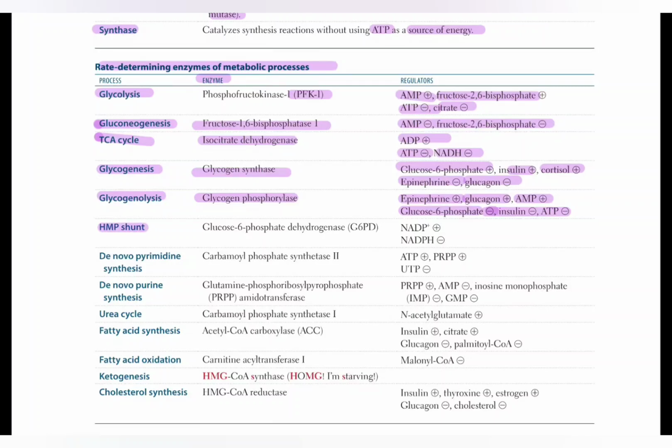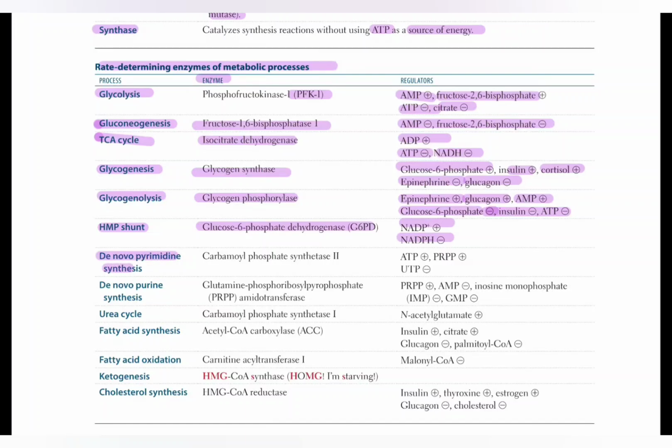HMP shunt. So our main regulatory enzyme is glucose 6-phosphate dehydrogenase. NADP positive is a positive regulator, and NADPH stops this process. It is an inhibitor of this reaction.